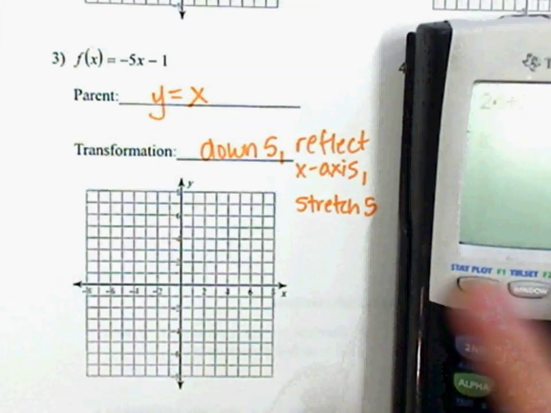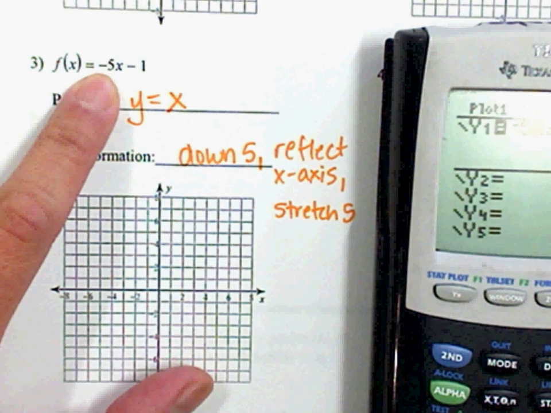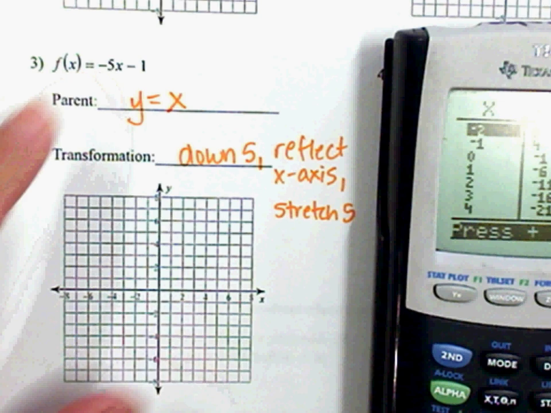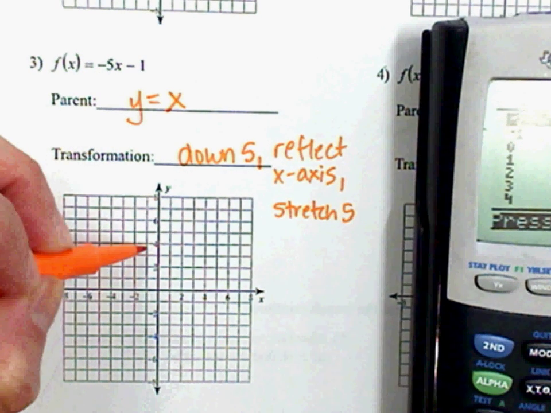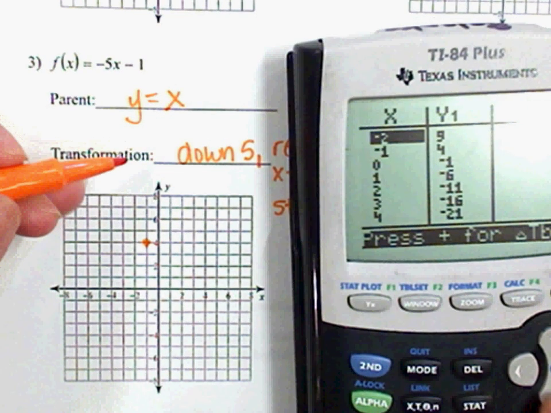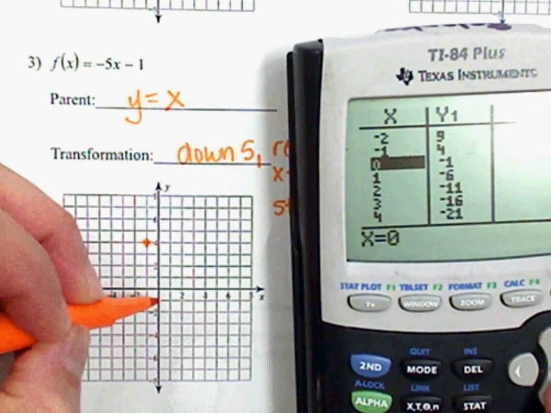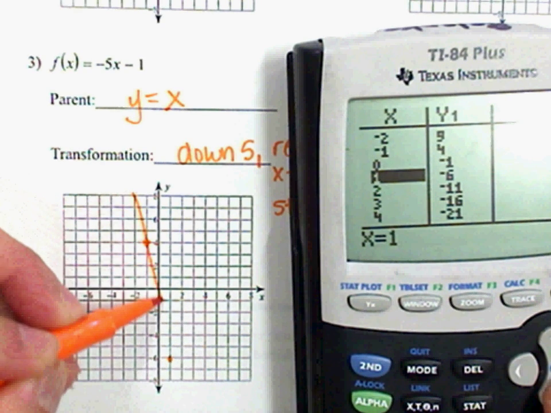Y equals negative 5x minus 1. Second table, pick some numbers. Negative 1 and 4. Okay, just look at it. 0, negative 1. 1, negative 6. And there you have your line.